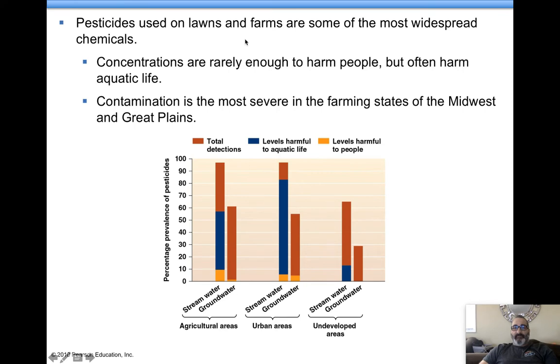These pesticides, we use them all over the place. They become airborne. They're in our food. They're all over the place. You have a lot of them in the Great Plains in the Midwest. Why? Because that's farm country. A lot of pesticides there.